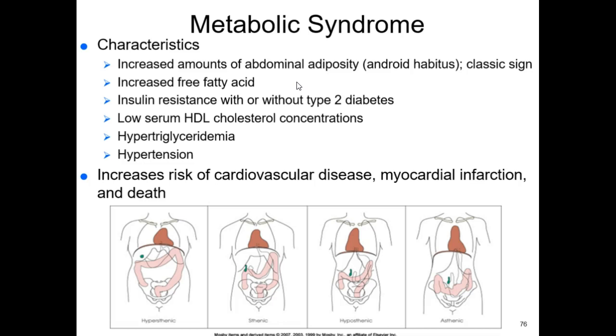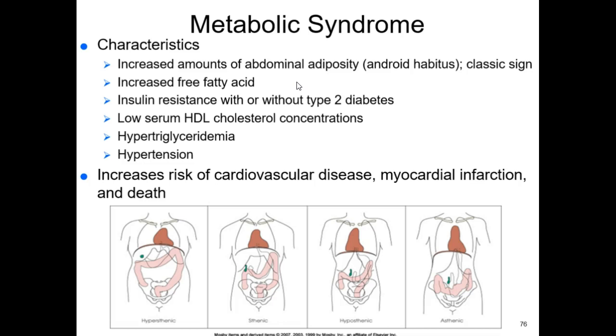All right, another weird thing that your textbook is about to say is characteristics of metabolic syndrome, not quite about obesity anymore, but related. Increased amounts of abdominal adiposity, which they're going to use this vocab word android habitus. That's just a weird phrase for abdominal adiposity. You have fat around your belly. That's the android habitus. If you are into fashion design, we mean apple-shaped.